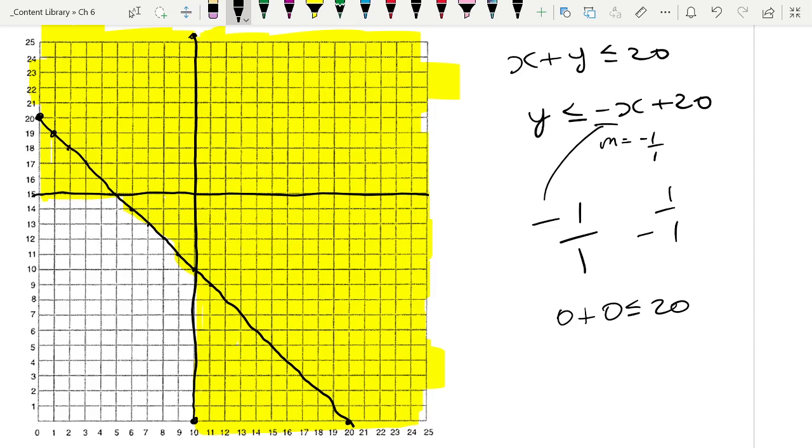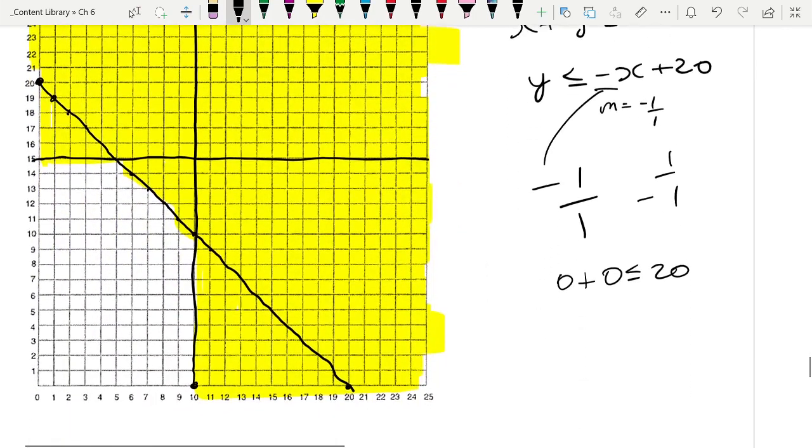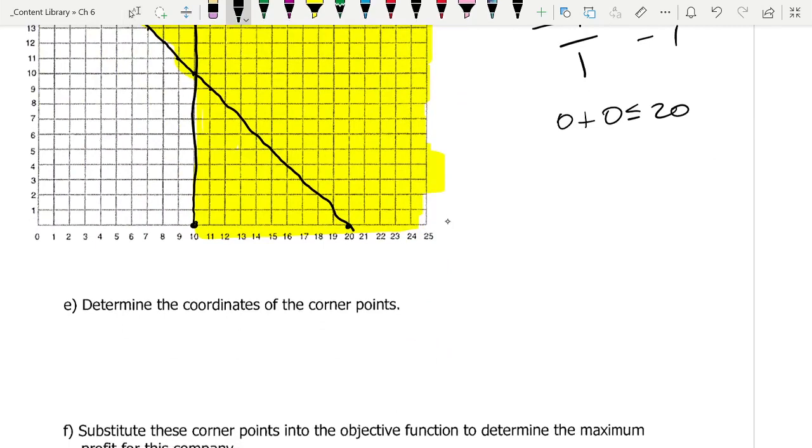If I really wanted to be fancy, I could go through here and put dots on all of the corners, but I'm not going to bother, especially since these aren't all the answers I want. I want whatever answers will make P as big as possible. Guess what the answers have to be? They have to be the corner points of whatever shape you just made.